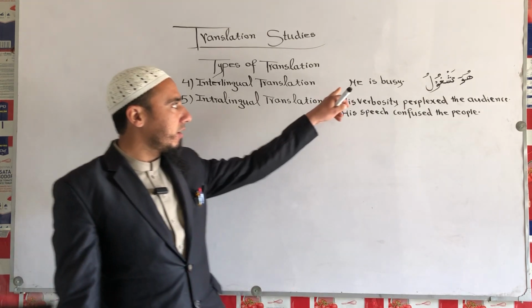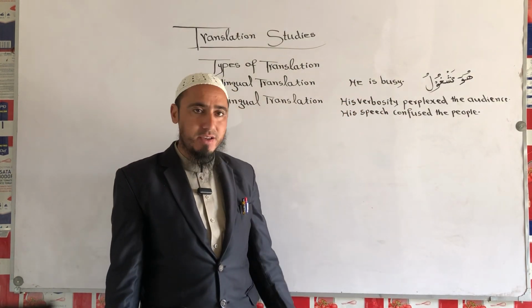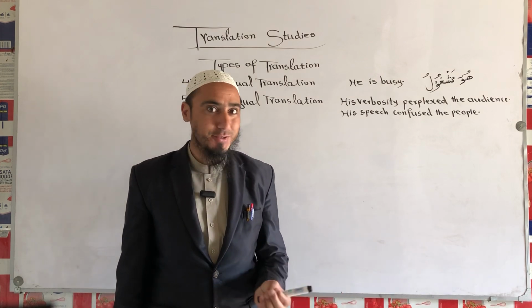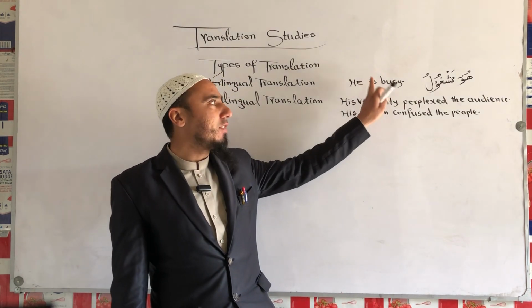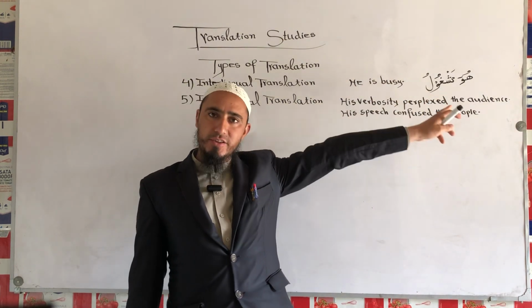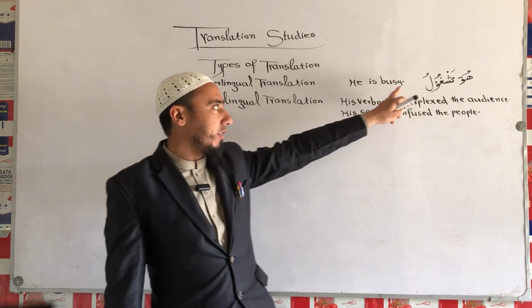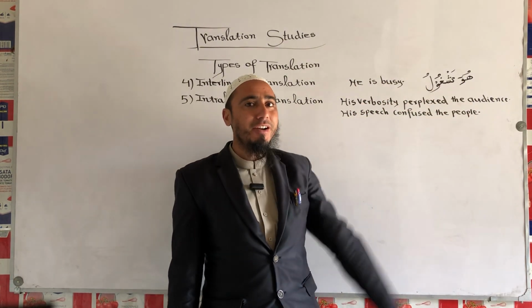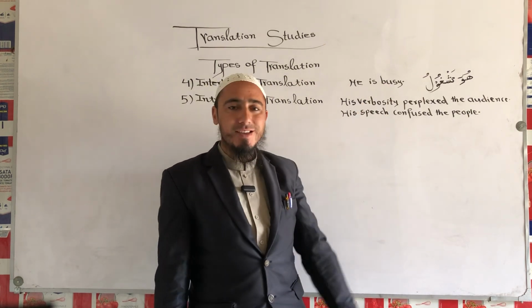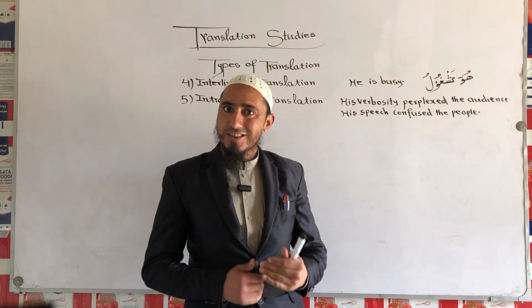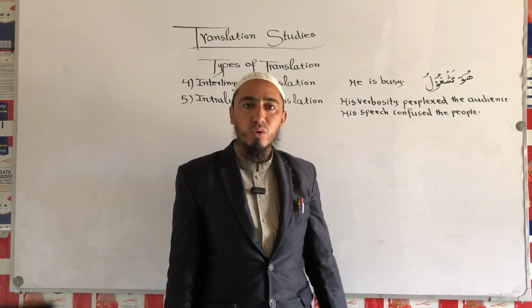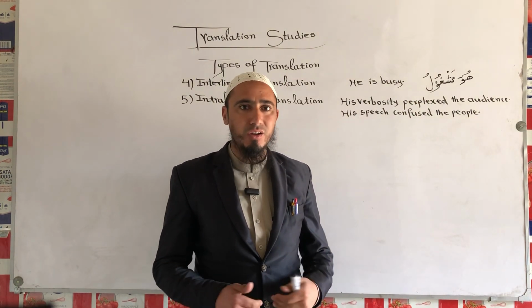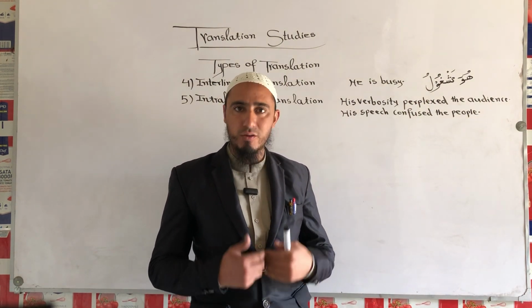For example, he is busy. This is the source text, the original text, in the English language, and we translate it to another language, the Arabic language. That is the target language. So when I say he is busy, the translation of it into Arabic would be huwa mashghulun. He is busy. Huwa mashghulun or huwa mashghul.